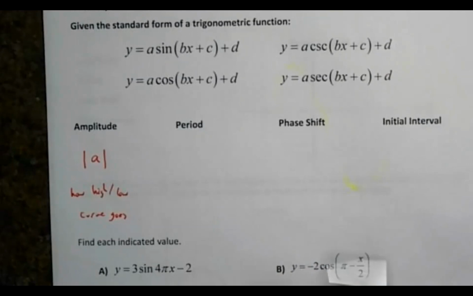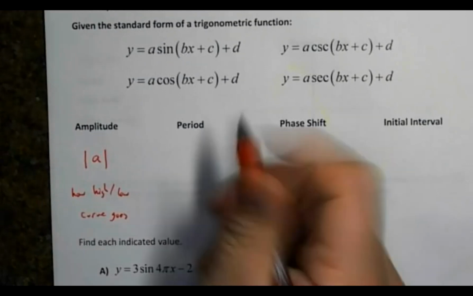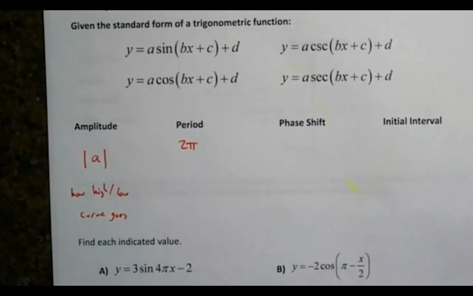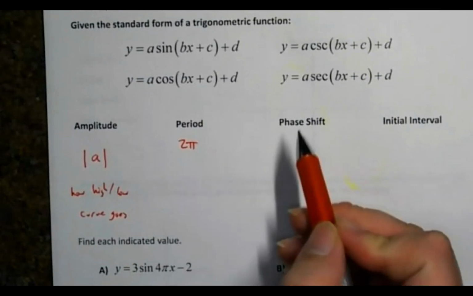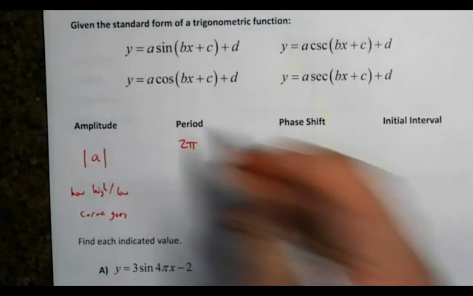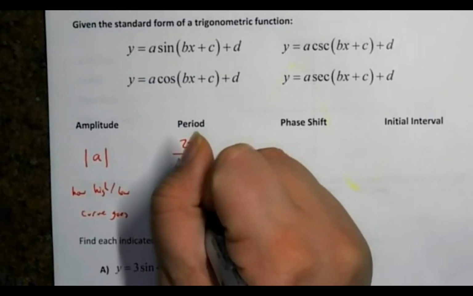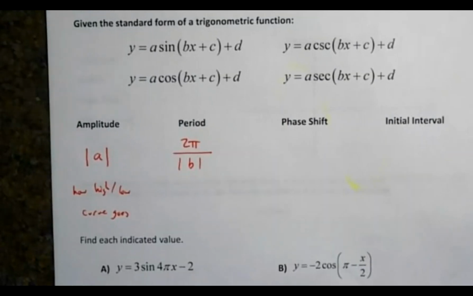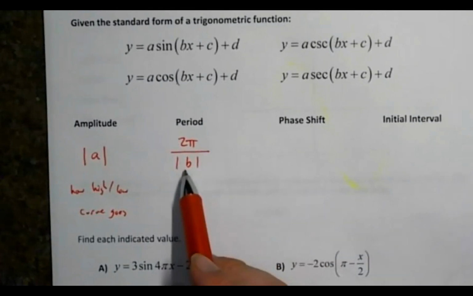Period. Now, the period of any one of these normal curves is 2 pi. That's the normal period, 2 pi. To find the period of any other curve, the period is 2 pi over the absolute value of b. Because we really don't care whether b is positive or negative, because all that's going to do is tell us to go to the left first or go to the right first. What we care about is the size of that value, and what we're going to do to it.